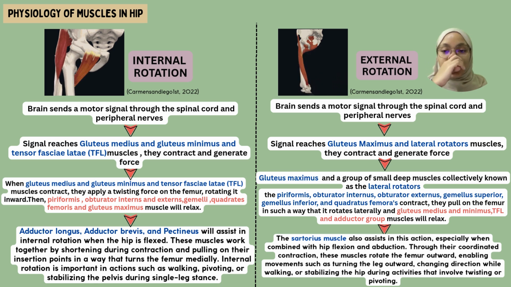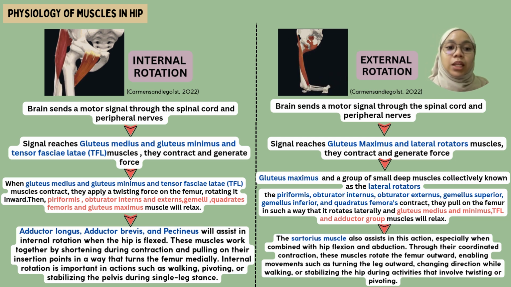Internal rotation also begins when the brain starts to activate the muscles gluteus medius, gluteus minimus, and TFL muscle. So when all the muscles start to contract, they will apply a twisting force on the femur, and it happens to rotate it inward. Other muscles like piriformis, obturator internus, obturator externus, gemellus, quadratus femoris, and gluteus maximus will be relaxed during this time.